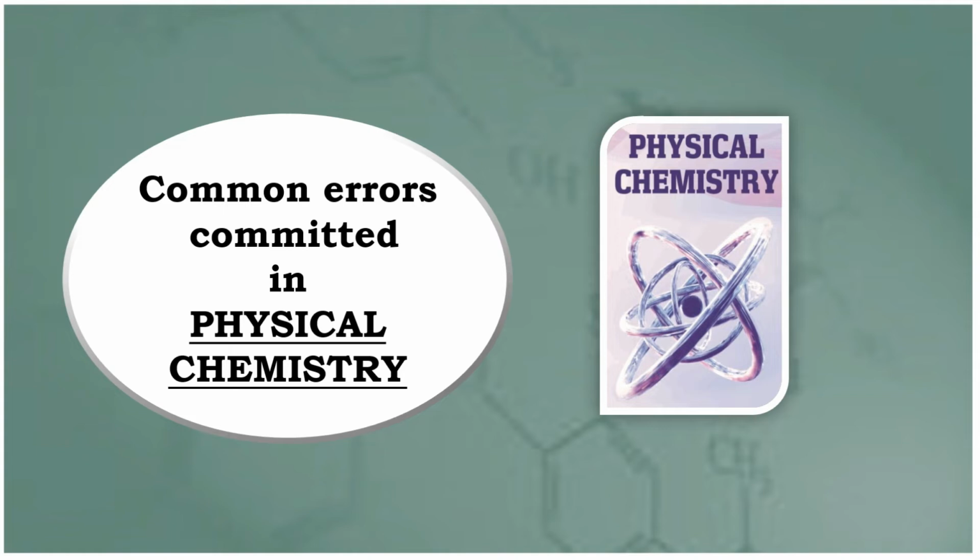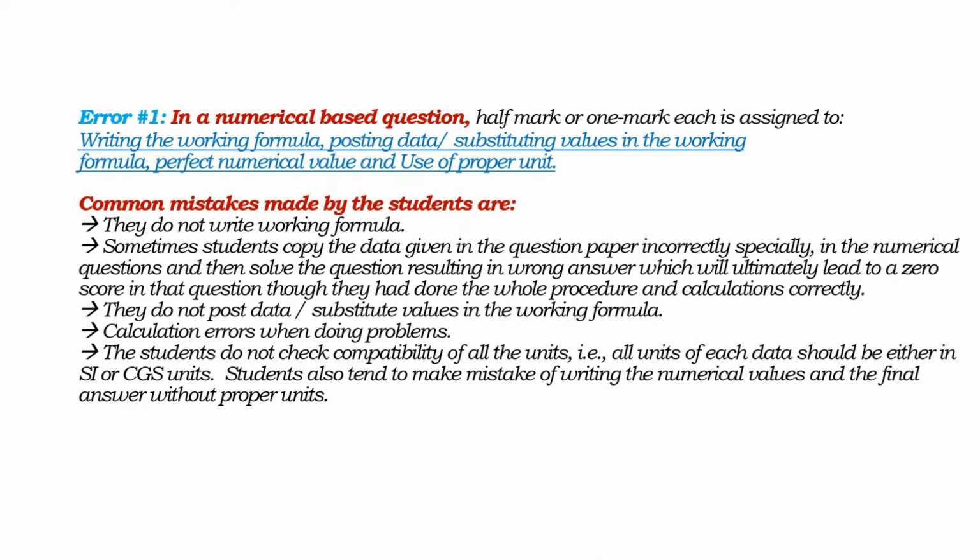Common errors committed in physical chemistry. Error number 1. In a numerical based question, half mark or 1 mark each is assigned to writing the working formula, posting data or substituting values in the working formula, perfect numerical value, and use of proper unit. Common mistakes made by the students are they do not write the working formula.